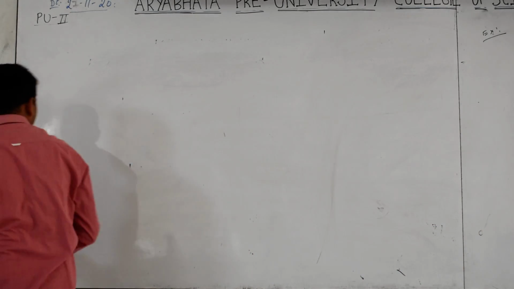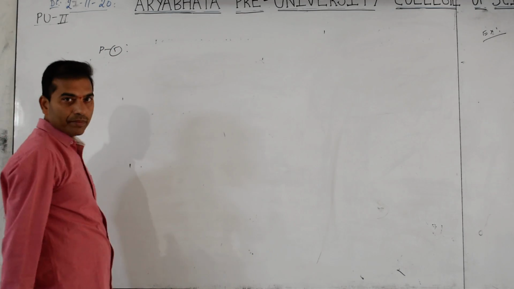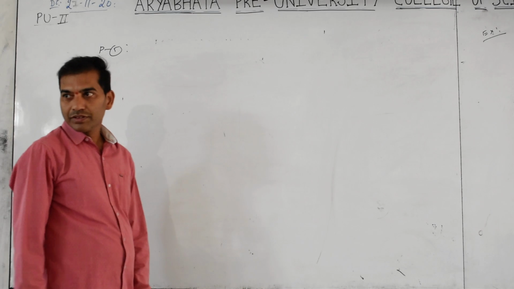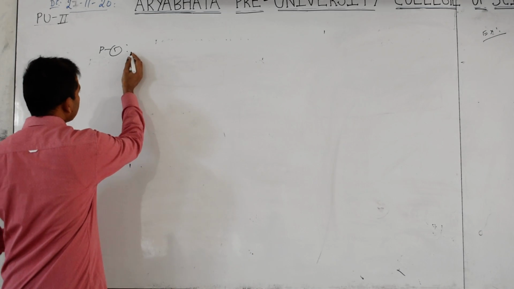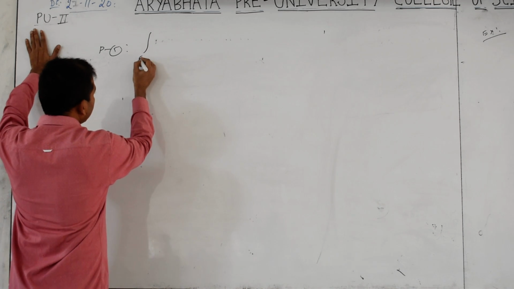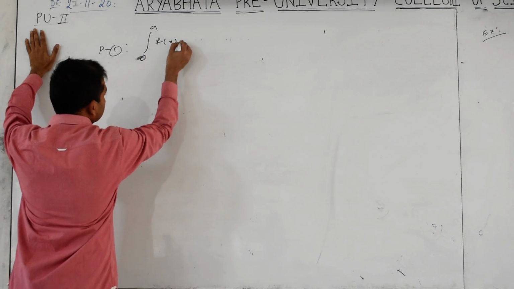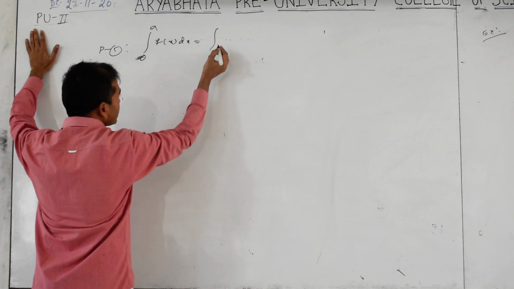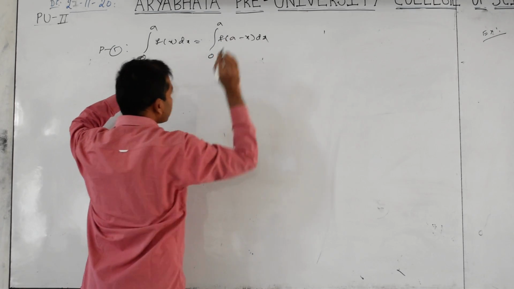Next, property 5. Only one problem I will discuss now, the remaining later. Okay. Property 5: integration from 0 to a of f of x dx equals integration from 0 to a of f of a minus x dx.